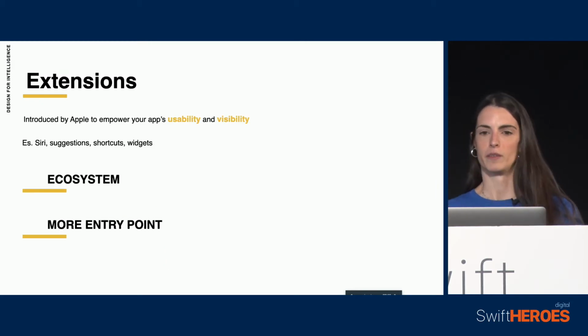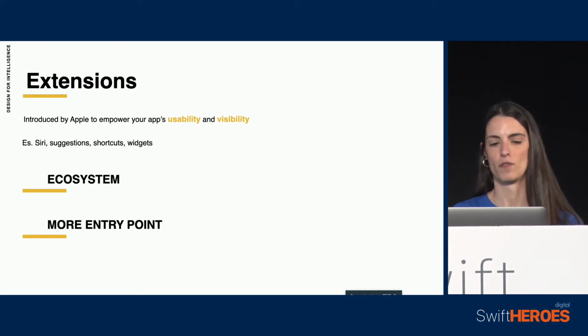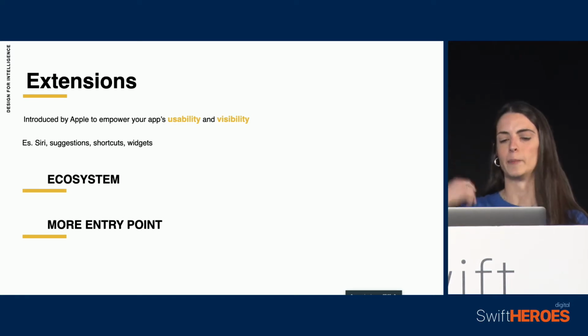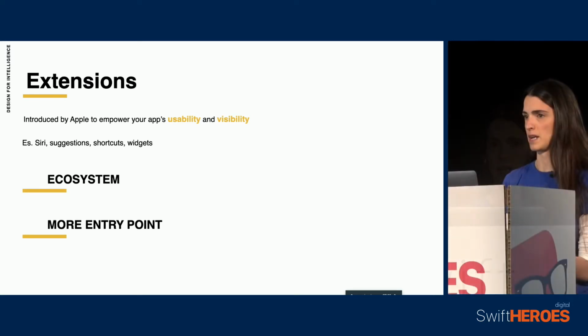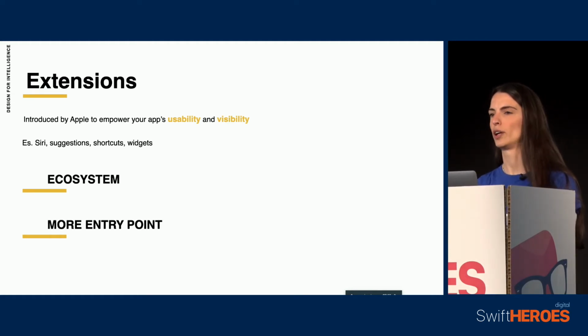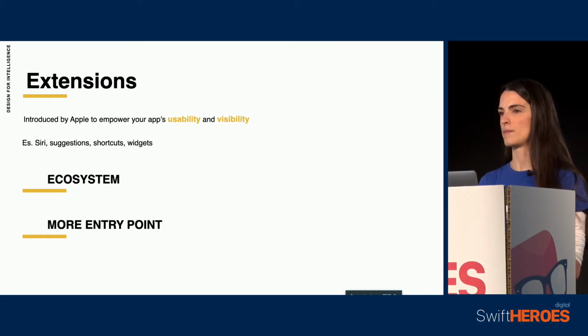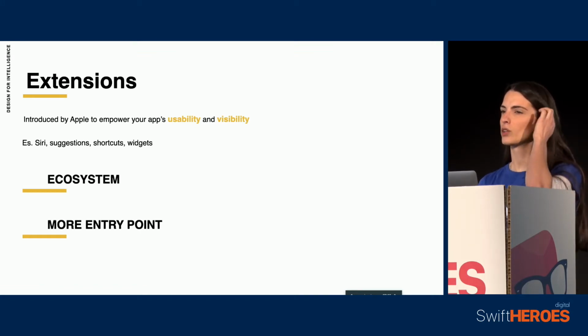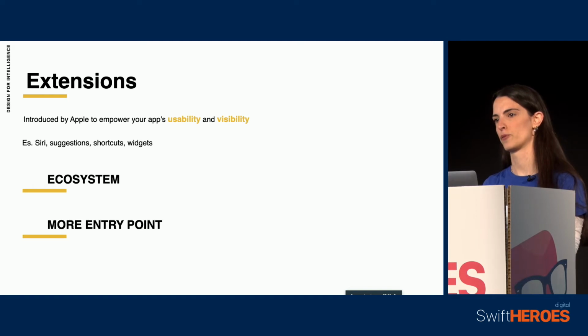So in the last year, Apple has introduced the concept of extensibility. Extensibility allows quick interactions and saves people's time. So you can add extensions to the functionalities of your application, and this will improve the usability and also the visibility of the app. This will create a more dynamic ecosystem and also give the possibility to access an app through many entry points of the home screen.